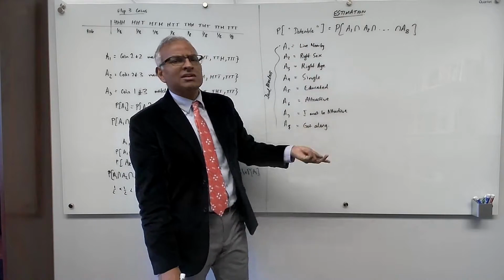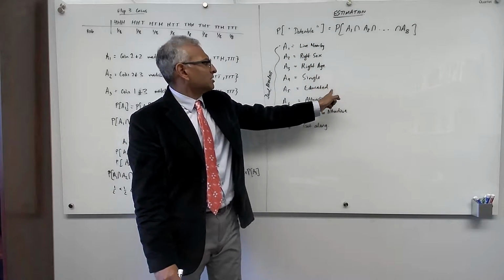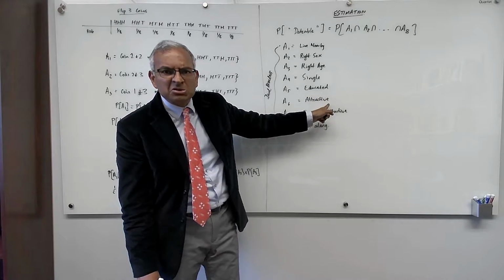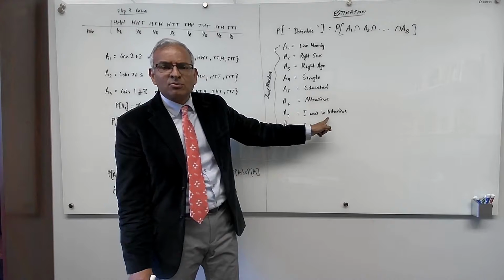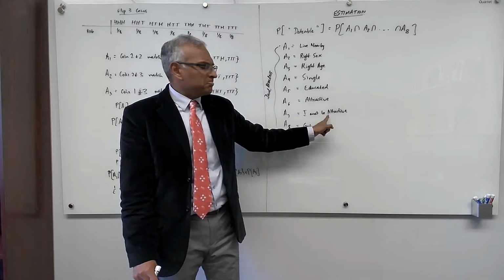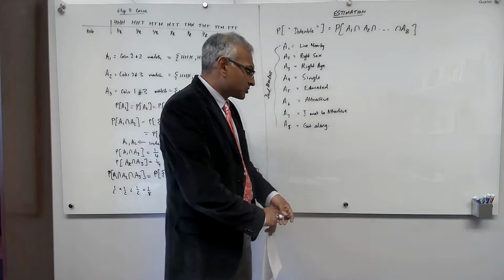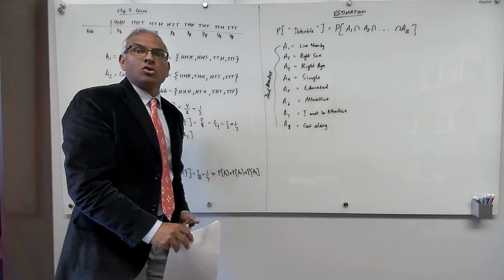These quantities don't inform each other. If I tell you you're single, does it say anything about educated? Nope. Does it say anything about attractive? No. Does it say anything about whether or not I'll be attractive to you? Nope. Okay. Does it say anything about whether we get along? Probably not. Okay. And so we can treat these criteria as more or less independent.